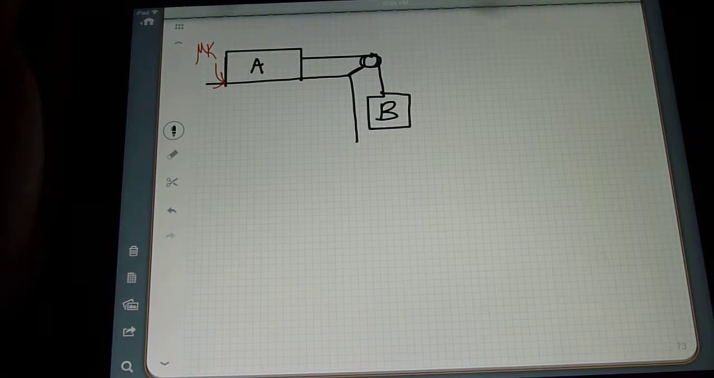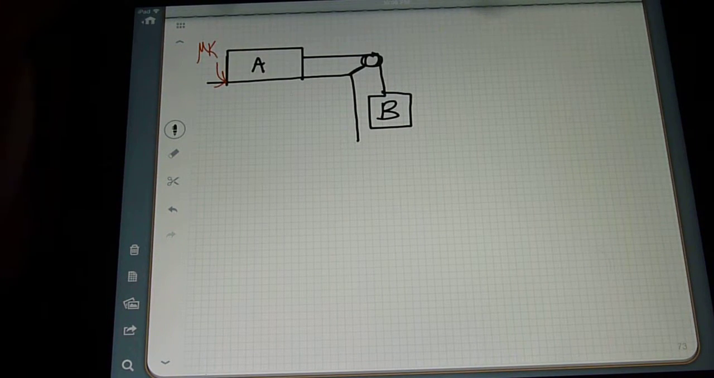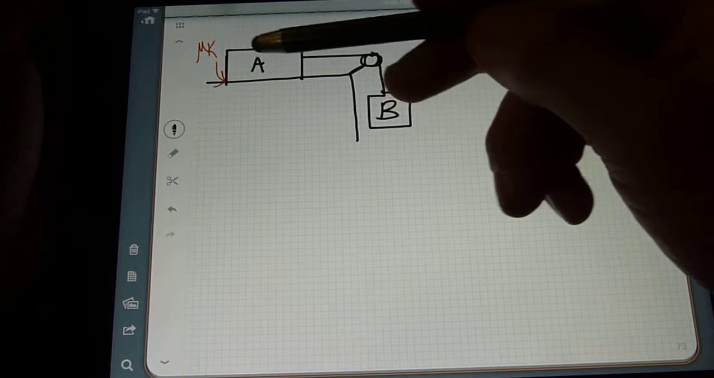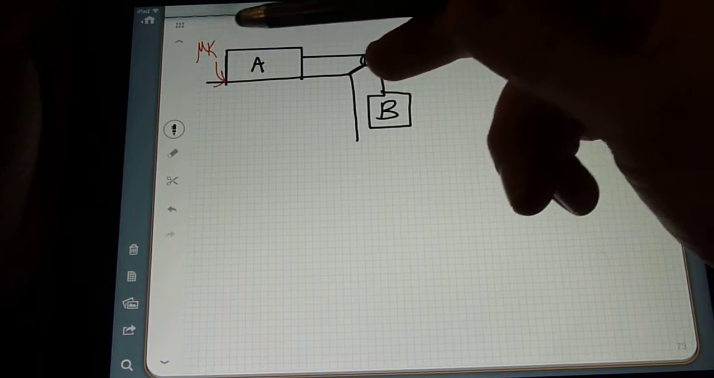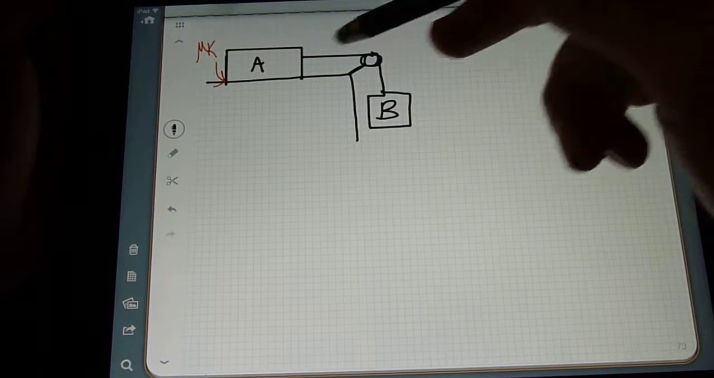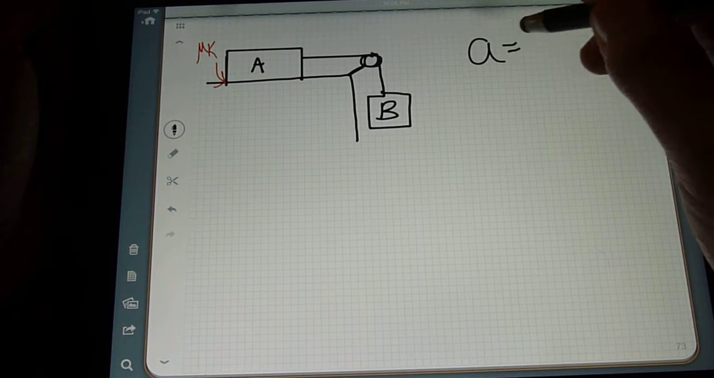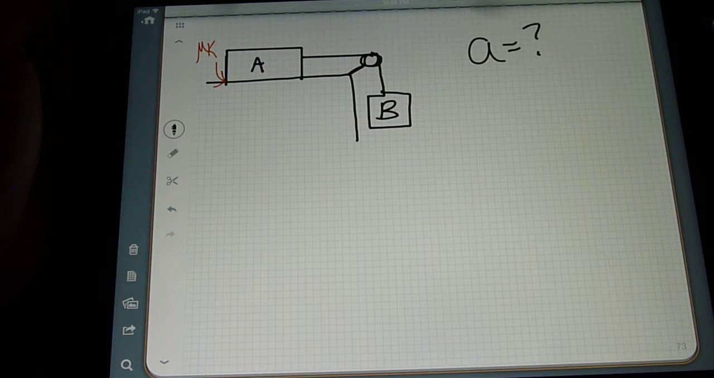This problem that we're about to do is identical to the problem that was given as extra credit, where we have a block that is on a surface with a coefficient of friction given as mu k attached to another block over a pulley, and we wish to know the acceleration of our system.